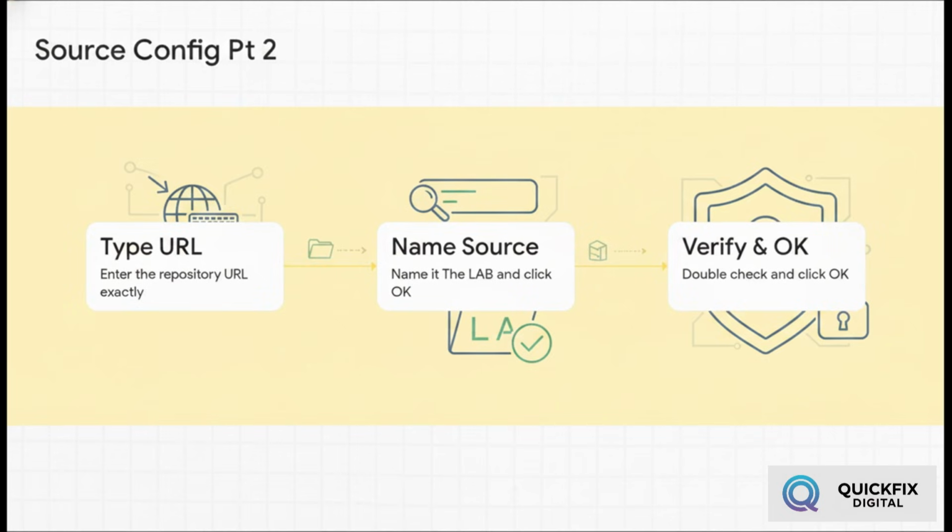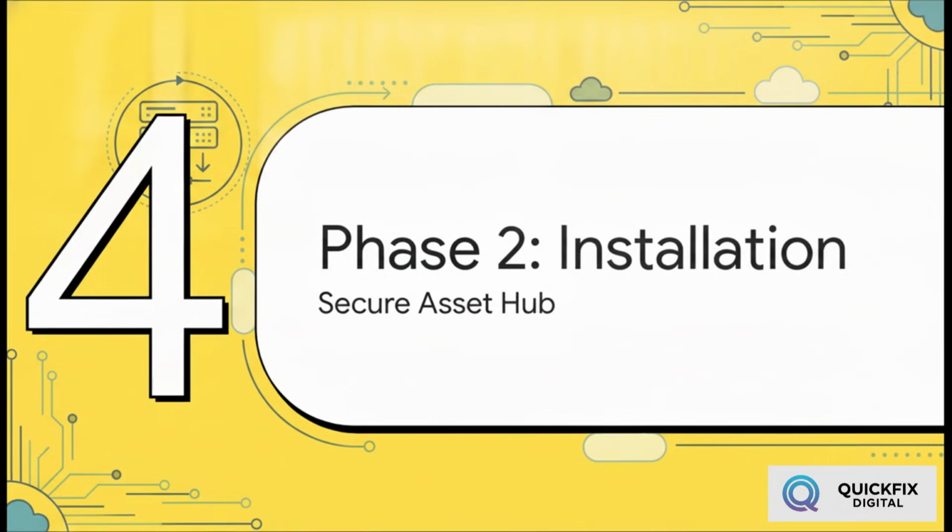Let's name the source TheLab so it's super easy to identify later, and click OK. Take a quick second here to double-check your spelling, the capitalization, and all those slashes. If everything looks solid, click OK to lock in that source configuration. Let's move to Phase 2 and see how this builds.